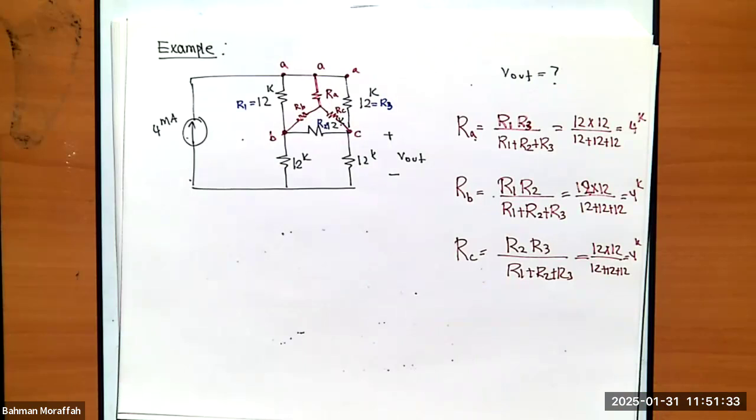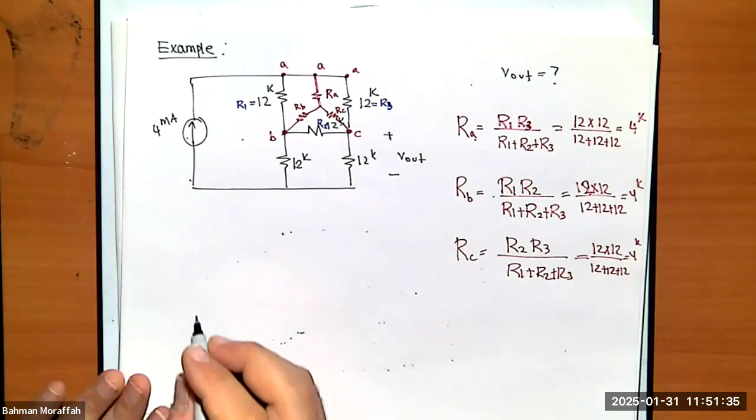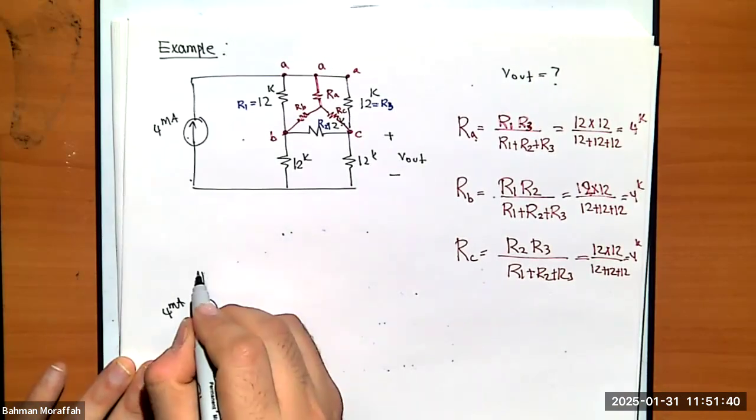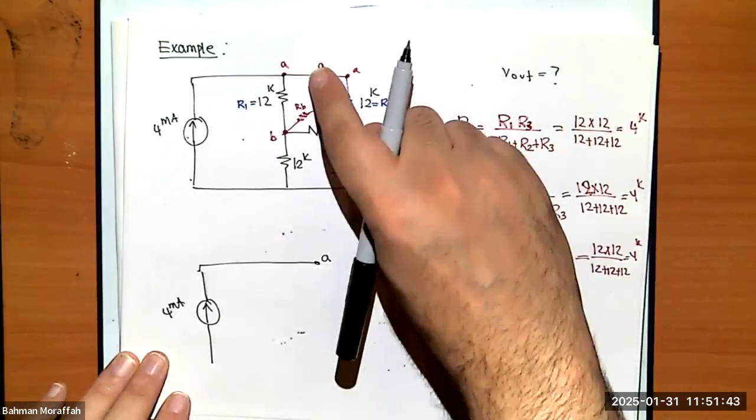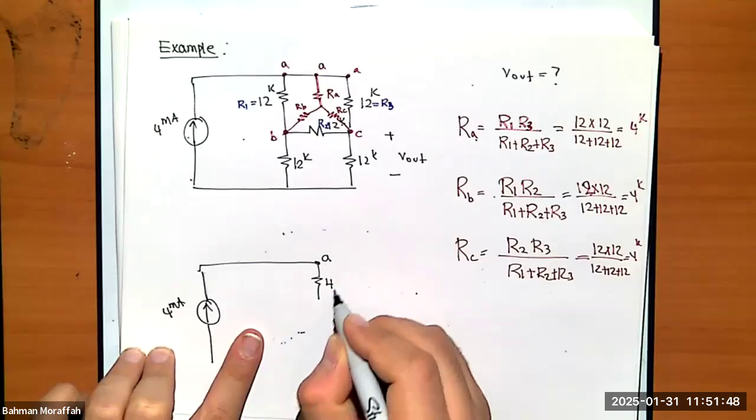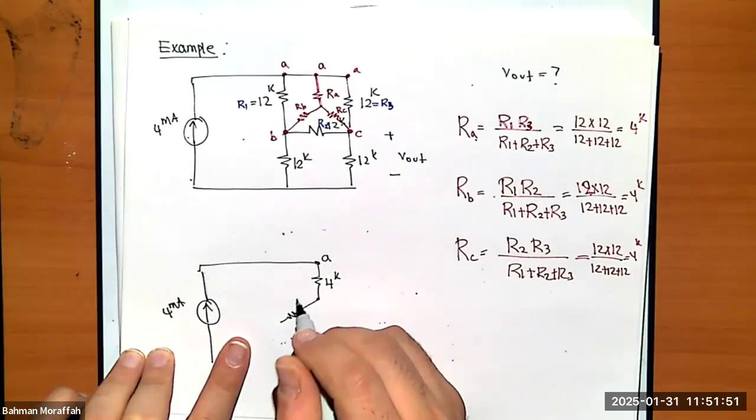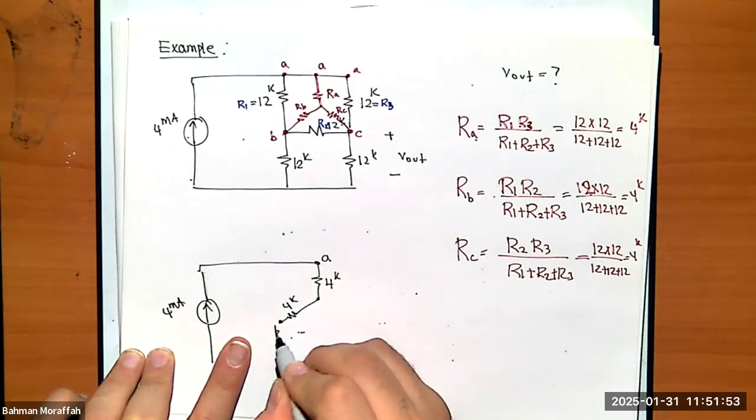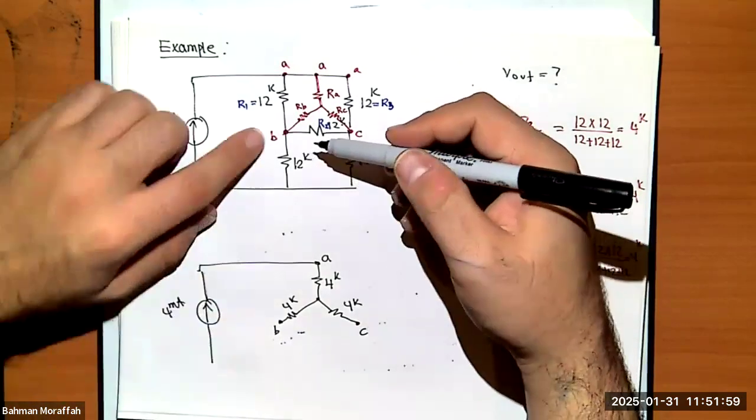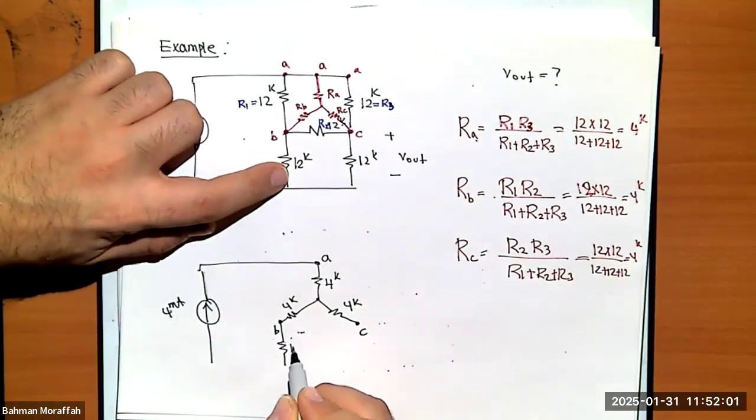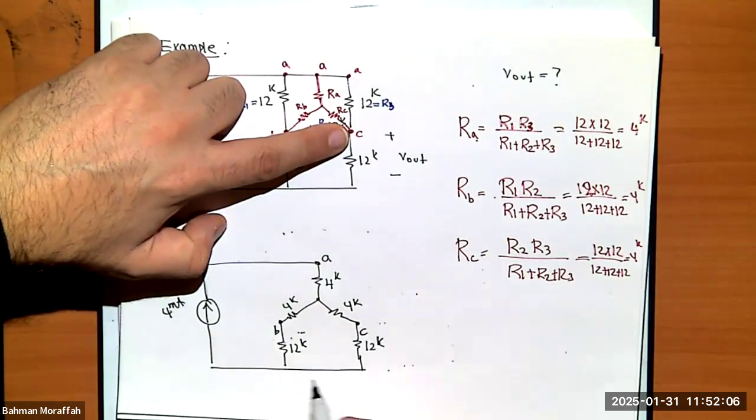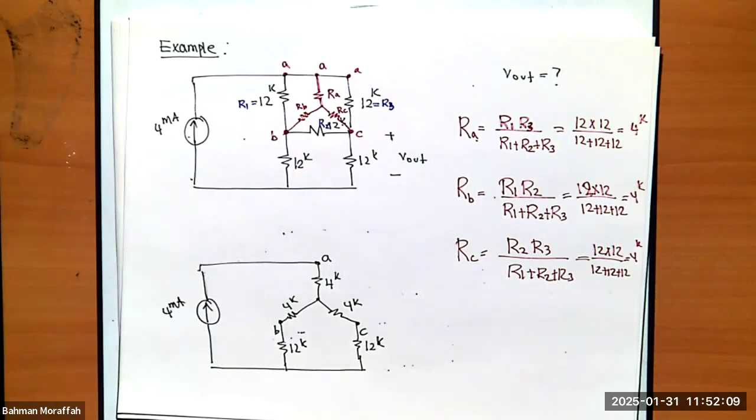So let me redraw the circuit. I have this 4 milliamps. Again, I have this A. I have RA, which is 4K. I have RB, which is 4K. And I have RC, which is 4K. This B is connected to this 12K. The C is connected to this 12K. And then I got nothing else. Okay?